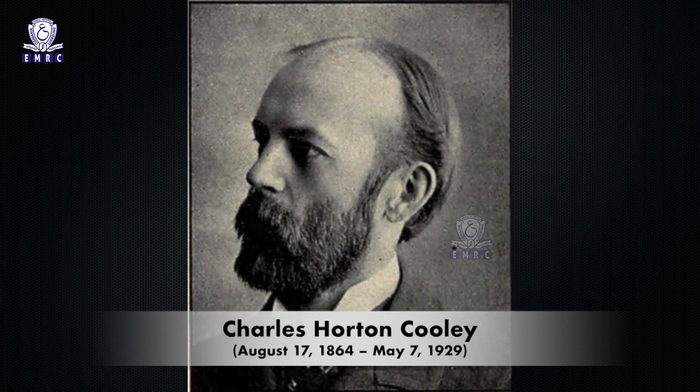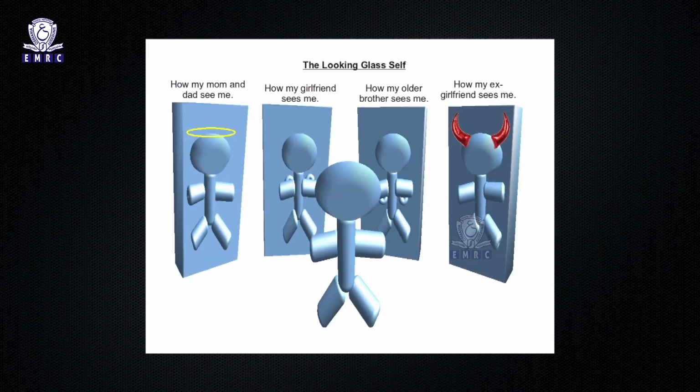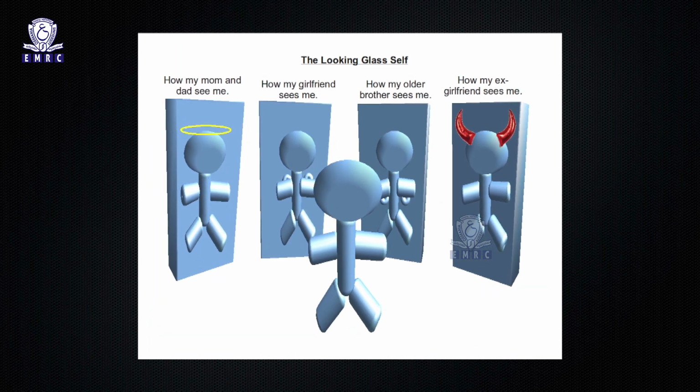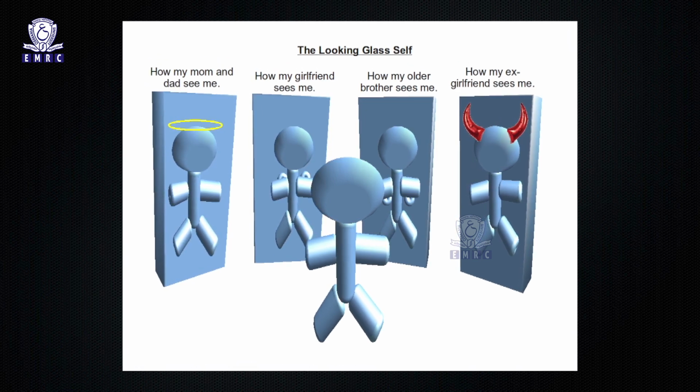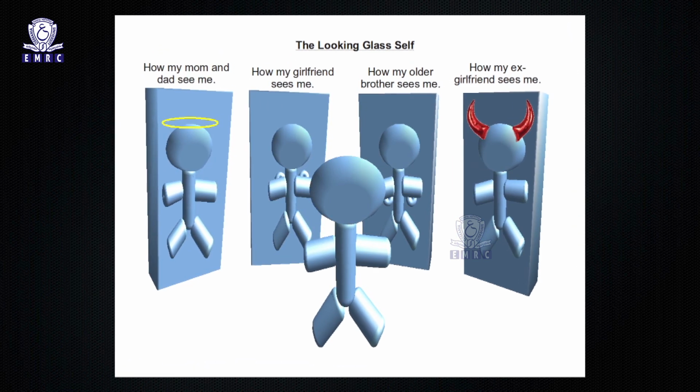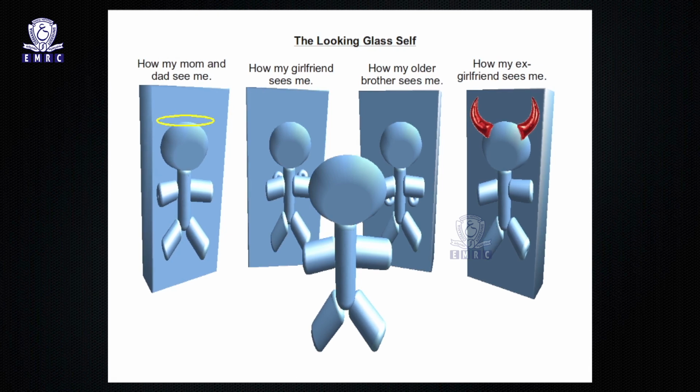Thus, there is an interaction between how people see themselves and how others see them. Charles Horton Cooley introduced the looking glass self in his work Human Nature and the Social Order in 1902 to describe how a person's self grows out of interactions with others, and he proposed a threefold process for this development.